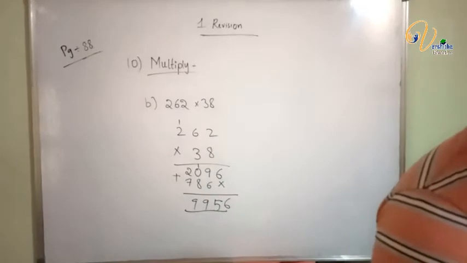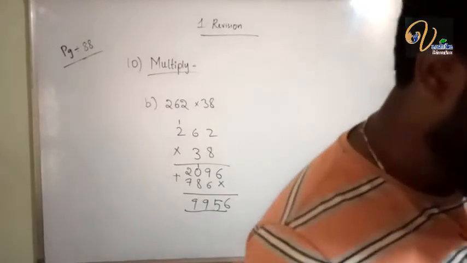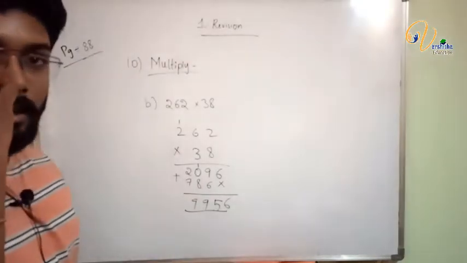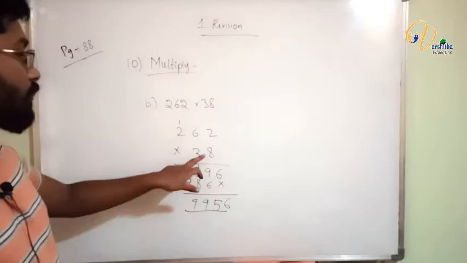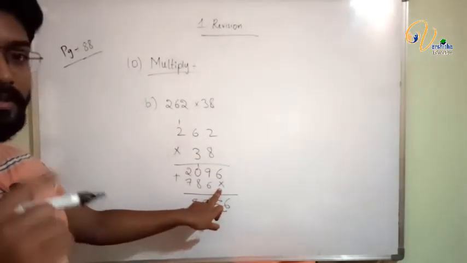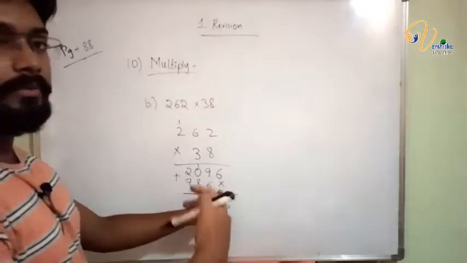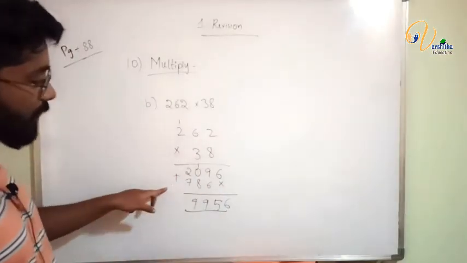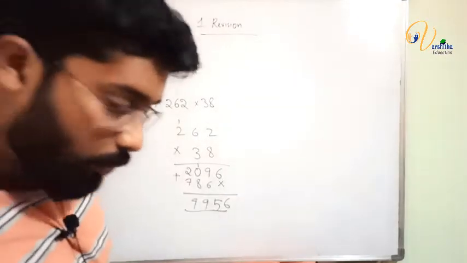Okay. Now let us see the next one. Is it clear how to do this multiplication if there are 2 digits? First you have to do with one number. Then you have to leave one place here, the first digit from right to left. Then with the second number you have to multiply and write below this. Then you have to add.